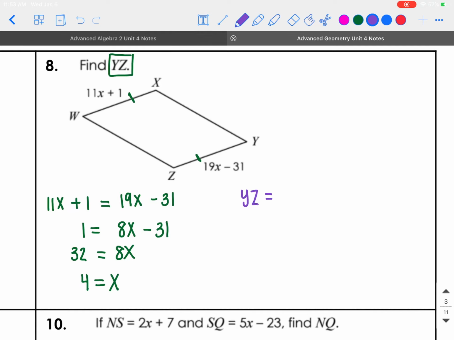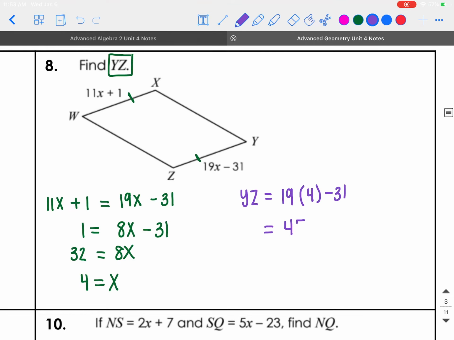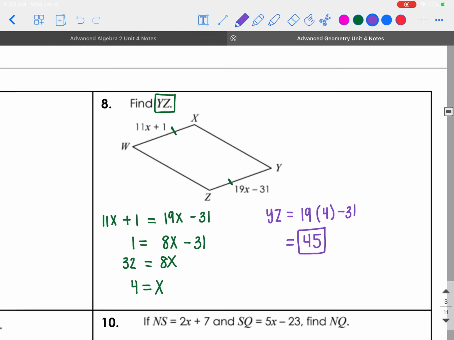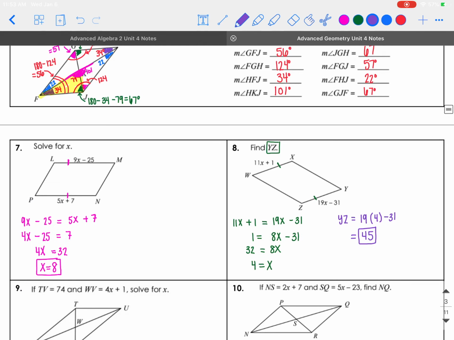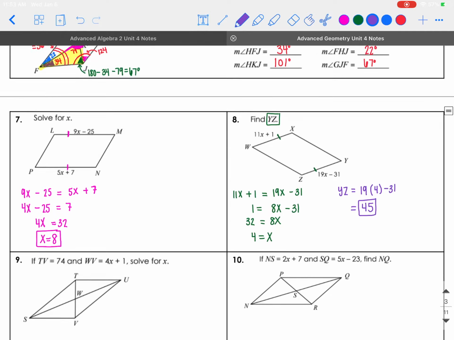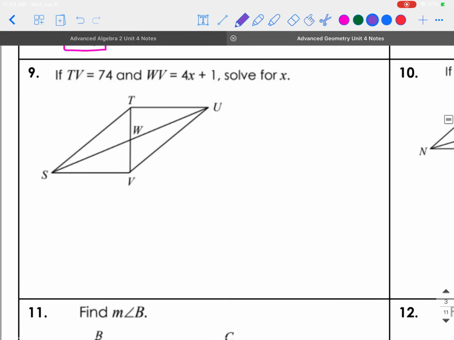So yz, that was 19x. We know x is 4. So 19 times 4 minus 31 is 45. Let's move on to number 4.